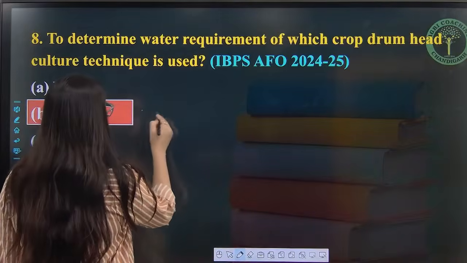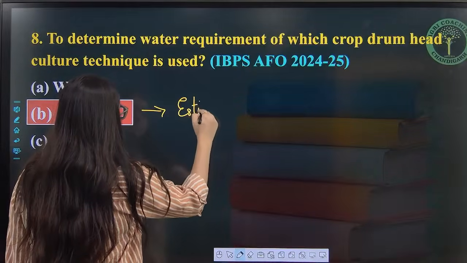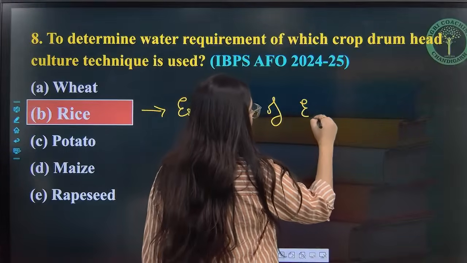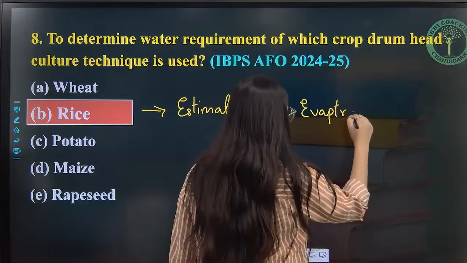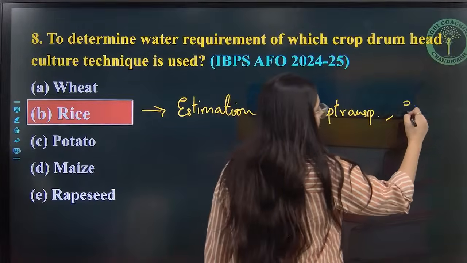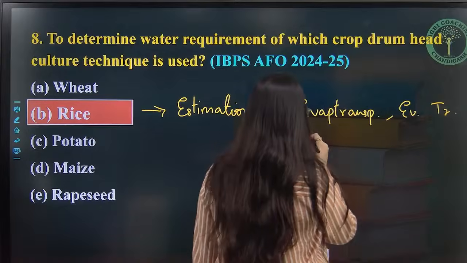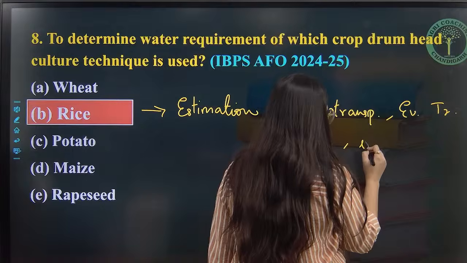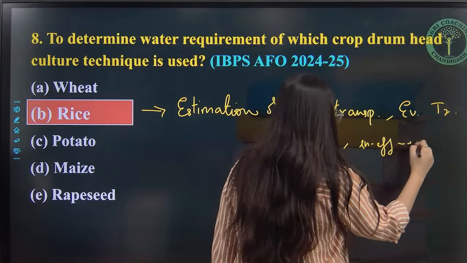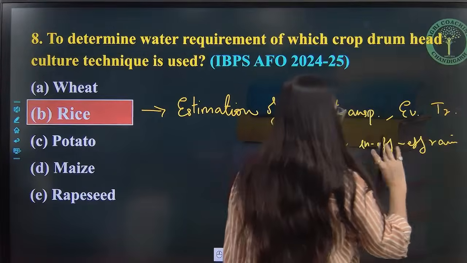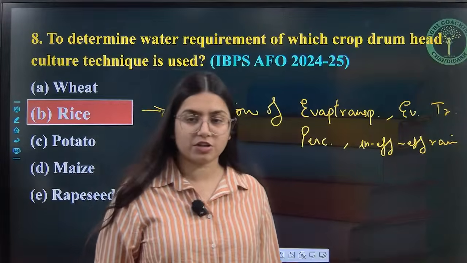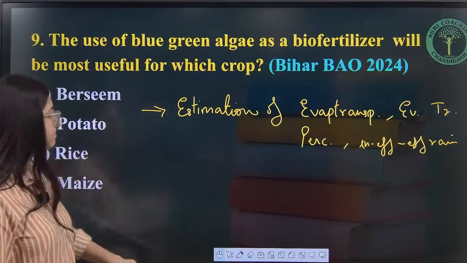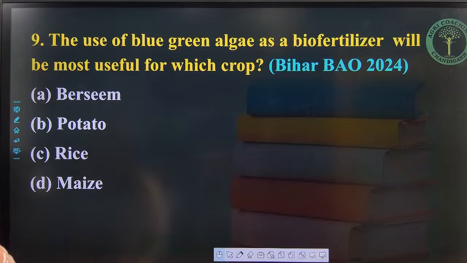This method is used for estimation of evapotranspiration. Okay, evaporation, transpiration, percolation, then your effective and ineffective rainfall. So basically it is used for measuring evaporation, evapotranspiration, percolation, and for measuring effective and ineffective rainfall from the field of paddy. Next, give answer for this.